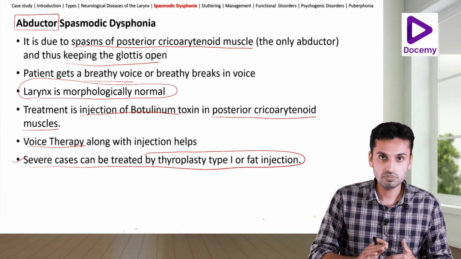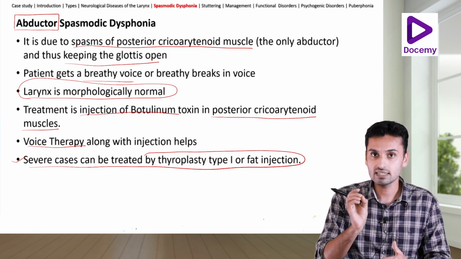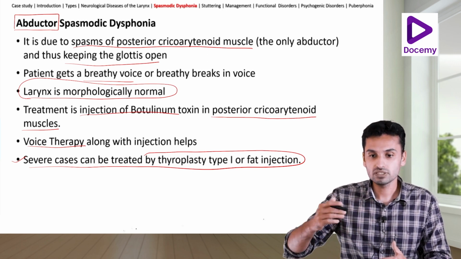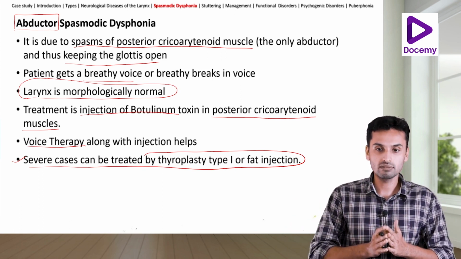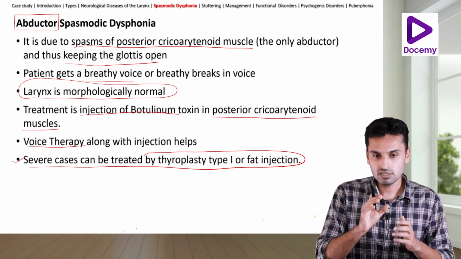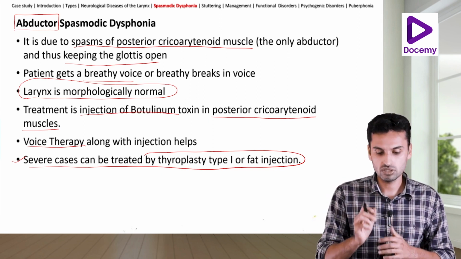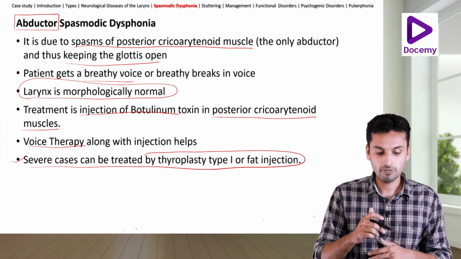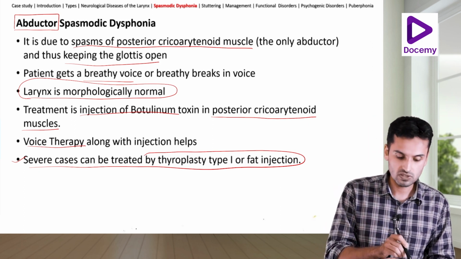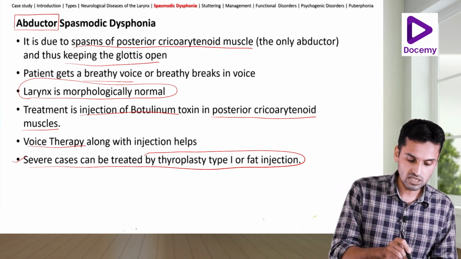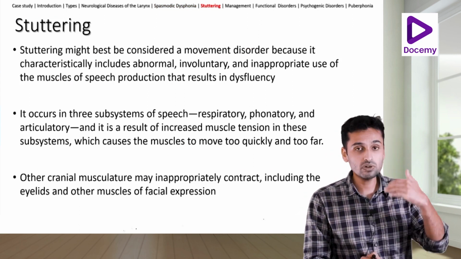The opposite happens in abductor. If you want to know abductor, you use consonants like 60, 61, 60. So when the patient starts counting from 60 to 69, suddenly the posterior cricoarytenoid will work and the patient will have difficulty in saying. And it's not only counting, there are certain phrases which can identify these conditions, okay, whether it's abductor or adductor. So analysis of the voice will tell you whether it is abductor or adductor spasmodic dysphonia, and accordingly you can inject the botulinum into whichever muscle is affected. So that was about laryngeal dystonia.